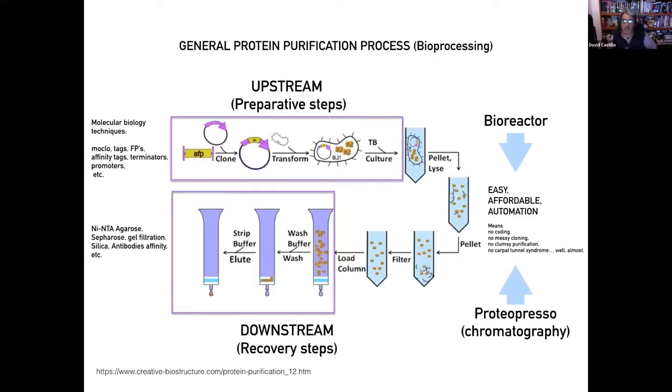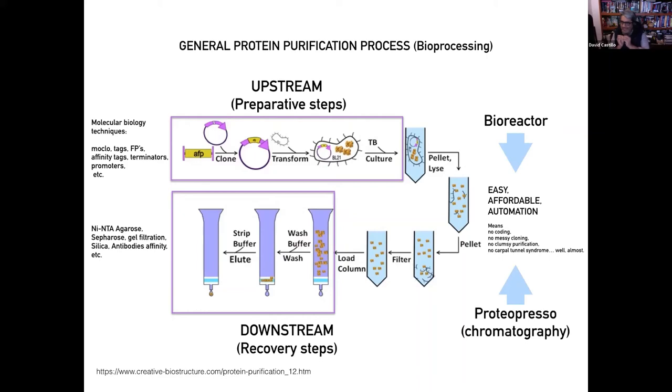So the general purification process, the bioprocessing, is separated into main processes. One of them, the preparatory steps that we call the upstream, incorporates all the molecular biology techniques that you require, like MoClo and interchangeable tags for some proteins, like reporters and so on. Again, there are many people at the BioSummit talking about that. The bioreactor covers that part, and the Protopressor covers the chromatography part, the downstream, like which stationary phases you're going to use. For example, instead of nickel NTA, maybe you want to use Sepharose, or gel filtration, or silica, or anything else.